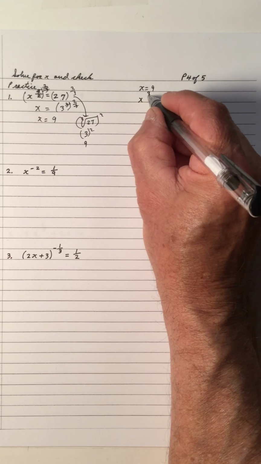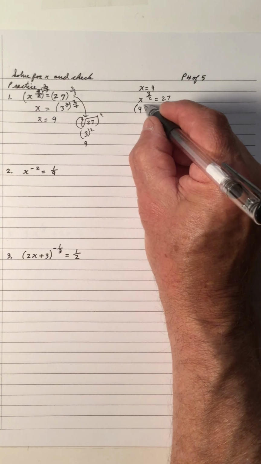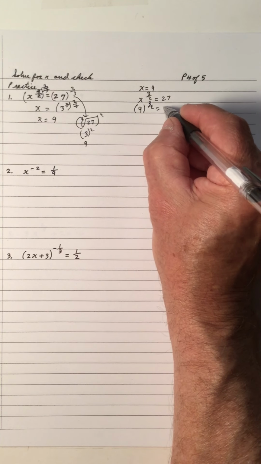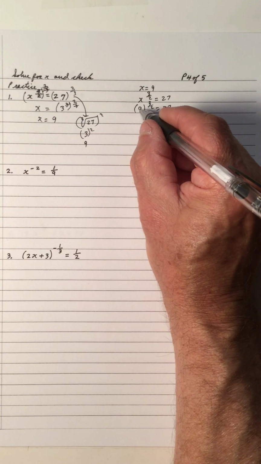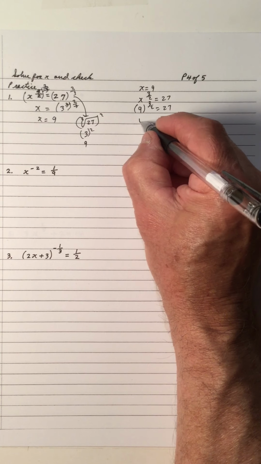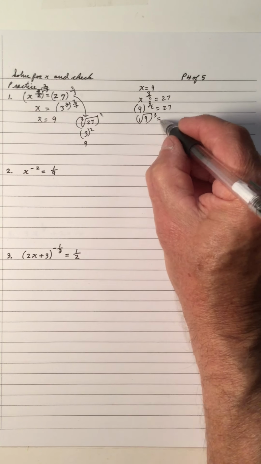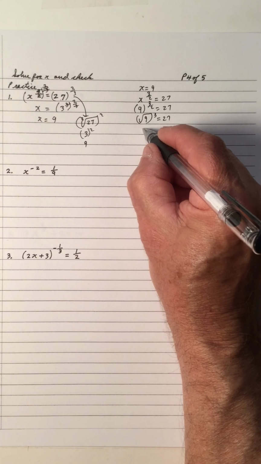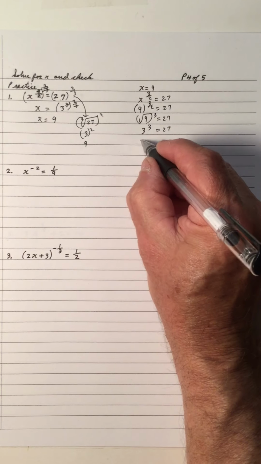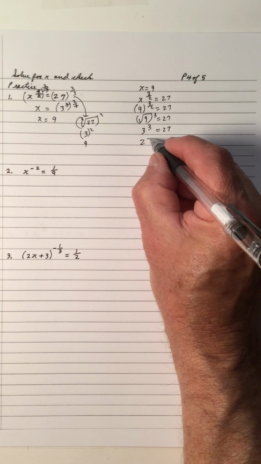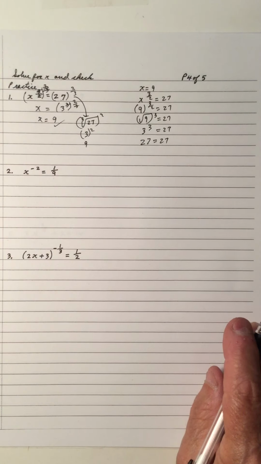So x to the 3 over 2 equals 27. We have x is 9. And again, we can raise 9 to 3 squared, or we can do the square root of 9 cubed. And the square root of 9 is 3. And 3 cubed, 3 times 3 is 9 times 3 is 27. So 9 is the correct answer. We checked it.